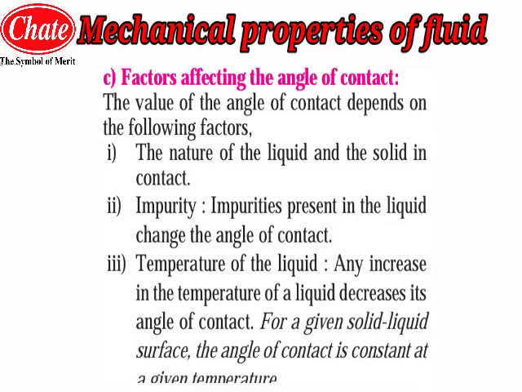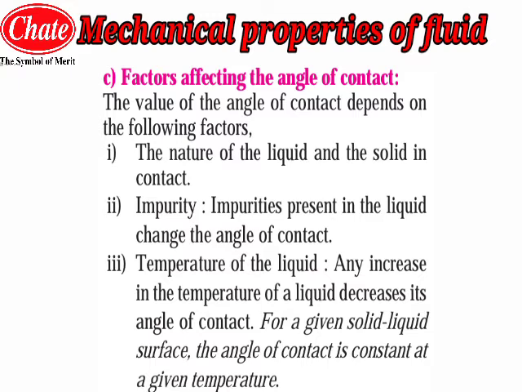So now we will see the factors affecting the angle of contact. The value of angle of contact depends on the following three factors, which we will see now. The first one is the nature of the liquid and the solid in contact. What kind of liquid and solid are going to come in contact will affect the angle of contact. It will also depend on whether that surface is rough or smooth, which will affect the angle of contact.